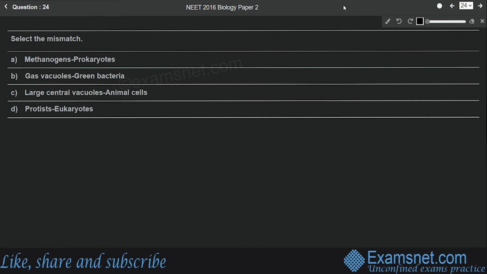Question number 24 is from the chapter Cell, and the question is, select the mismatch. Okay, that means which is not correctly matched. The first one is, methanogens are matched with prokaryotes, and that is true because methanogens are biogas producing bacteria, or methane producing bacteria, because biogas contains methane. And bacteria are prokaryotes, so this is a correct match. Also, these are a type of archaebacteria.